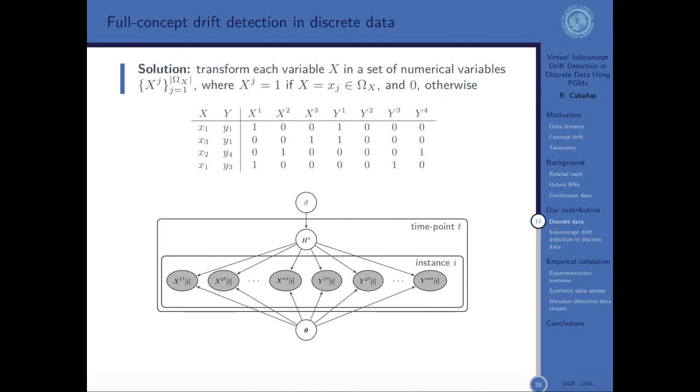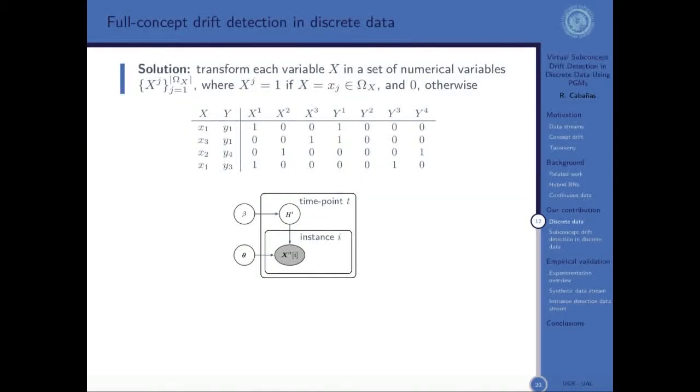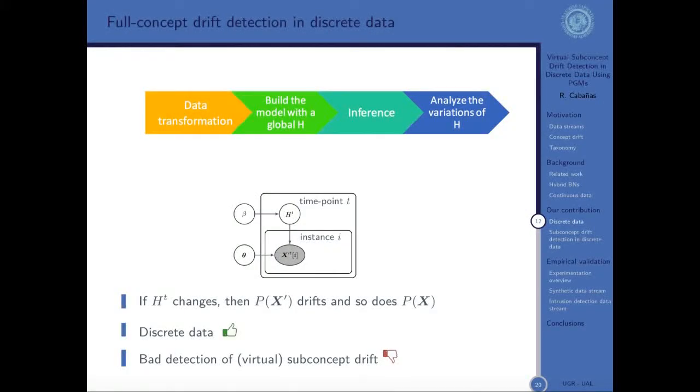Note that sometimes for simplicity we will use this notation. We will have joined all the X nodes, but we have written a bold-faced letter. This just represents a vector node, just for simplifying the notation. Note that we just have to apply the data transformation at the very beginning, and then we build the model, and after we infer the posterior of the hidden variables. Note that this model works with discrete data, but may fail with subconcept drift detection.